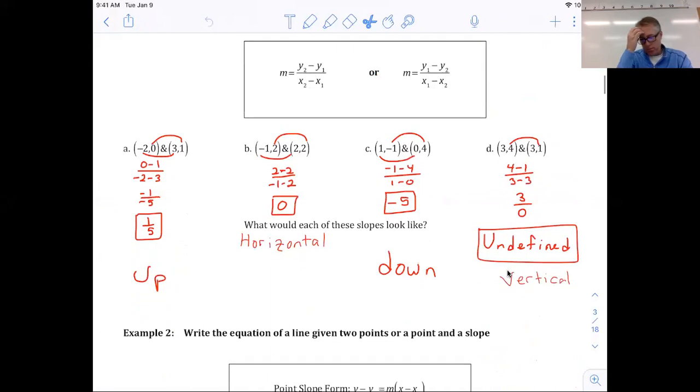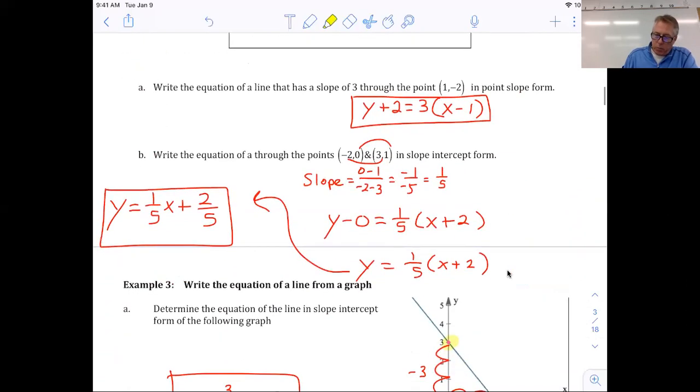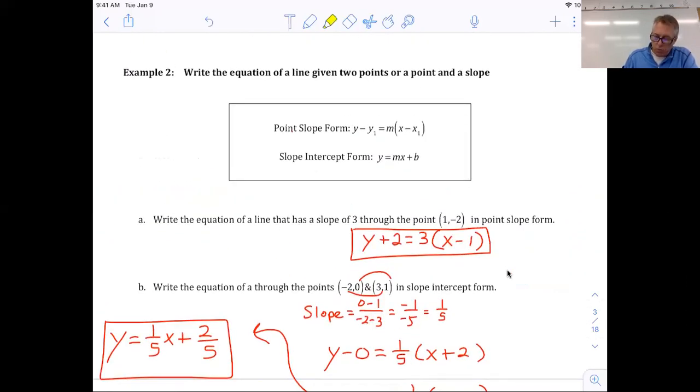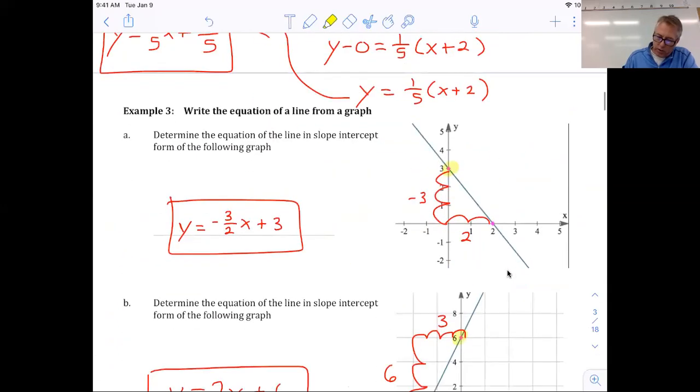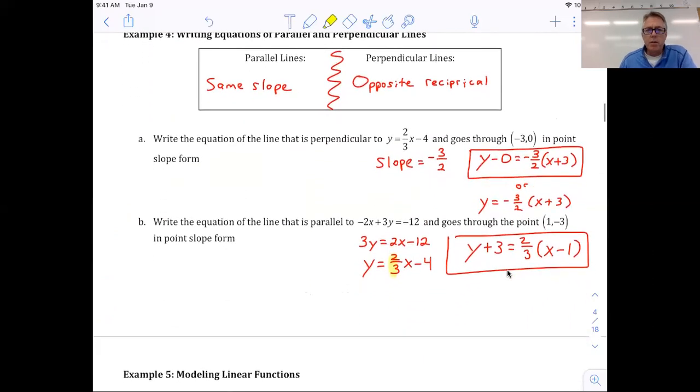We then talked specifically about lines and writing equations of lines. So the slope, and this was kind of a big one: if 0 is on top, you get a horizontal line, and if 0 is on the bottom, the slope is undefined, or a vertical line. We then did point-slope form and slope-intercept form, so writing equations of lines, from a couple of points and also from the graph. And then finally we ended up with parallel lines having the same slope, and perpendicular lines having slopes that are opposite reciprocals.